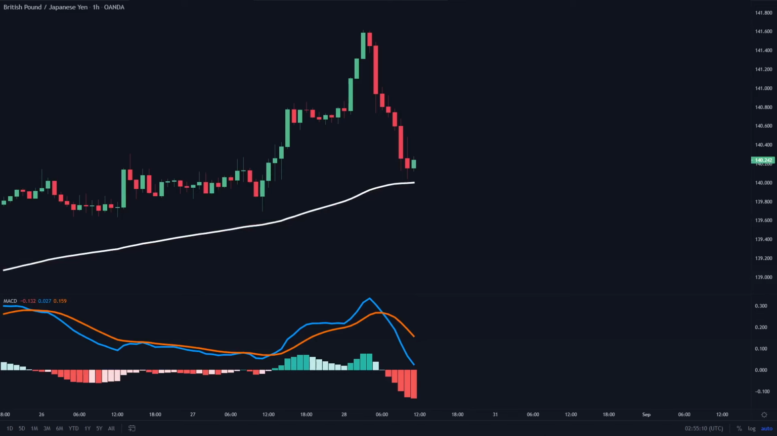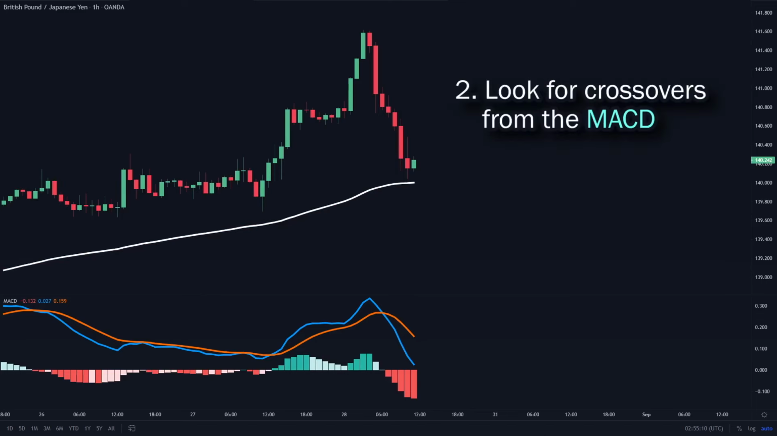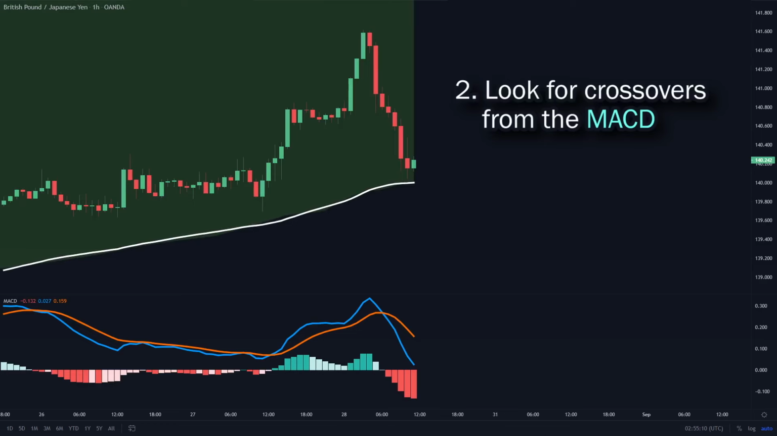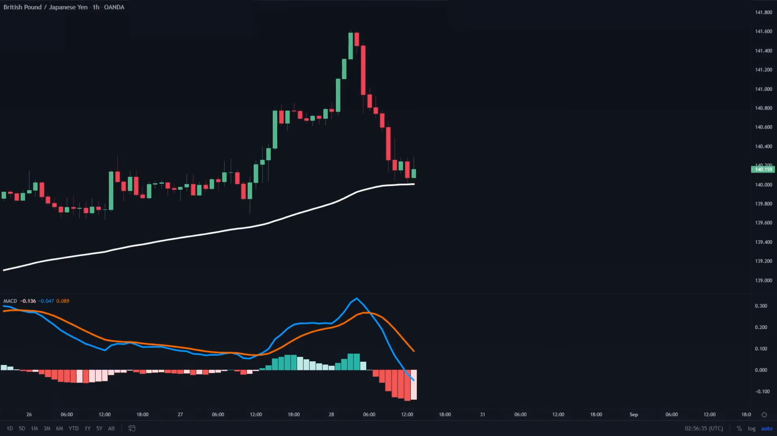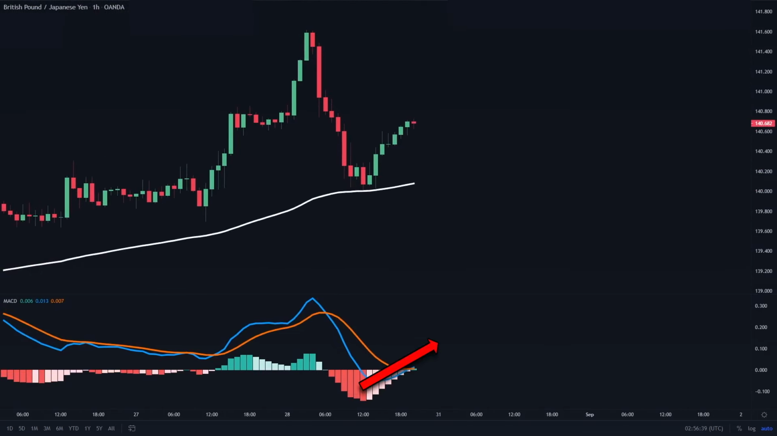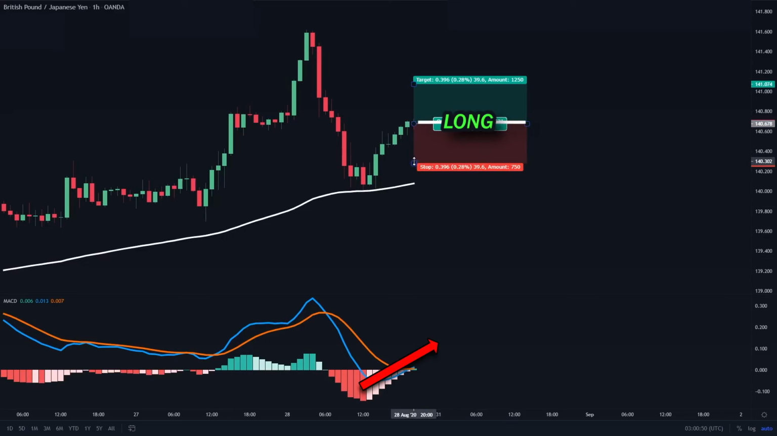Once you have identified the trend, the next step is to look for crossovers on the MACD that shows the same signal as the long-term trend. In this particular example, we can see that the long-term trend is up, meaning we only take signals when the MACD crosses over to the upside.